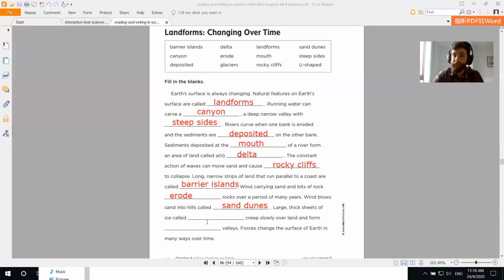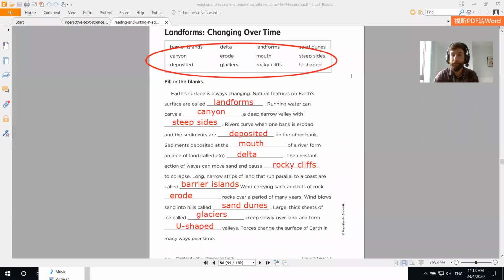Large, thick sheets of ice called glaciers creep slowly over land and form U-shaped valleys. Forces change the surface of Earth in many ways over time. Okay, so at home, I want you to practice reading that and saying it by listening to me. Okay, so you can watch the video, you can hear how I say the words, and then you practice saying them at home too. And I want you to also practice saying these words.